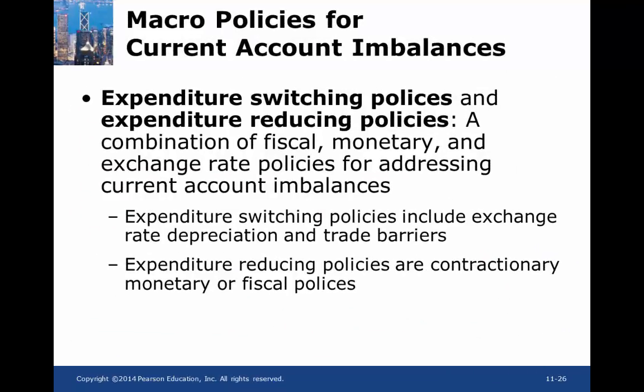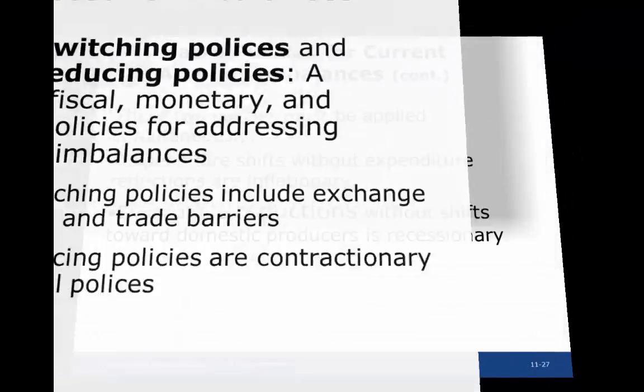Macro policies for the current account imbalances. Expenditure switching policies and expenditure reducing policies are a combination of fiscal, monetary, and exchange rate policies for addressing current account imbalances. Expenditure switching policies include exchange rate depreciation and trade barriers. Expenditure reducing policies are contractionary monetary or fiscal policies.